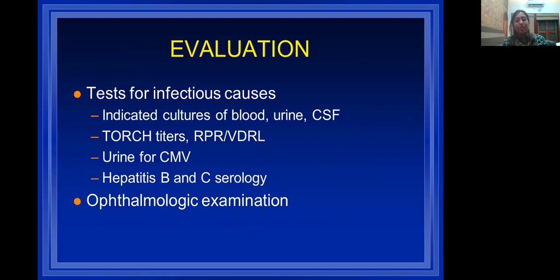So we have to rule out the infectious causes of hepatitis. Therefore, test for infectious causes, which are indicated by cultures of blood, urine, and CSF, TORCH titers, VDRL, urine for cytomegalovirus, hepatitis B and C serology, and also ophthalmological examination, for example, for Wilson's disease.